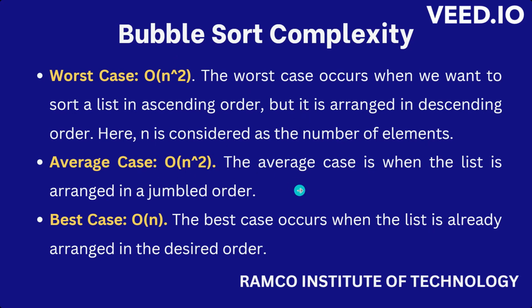Next is average case. It is nothing but when the list is arranged in a jumbled order. So that case is considered as the average case, and the average case time complexity is big O of n square. Next comes the best case. So the best case occurs when the list is already arranged in the desired order. So the best case complexity is big O of n.